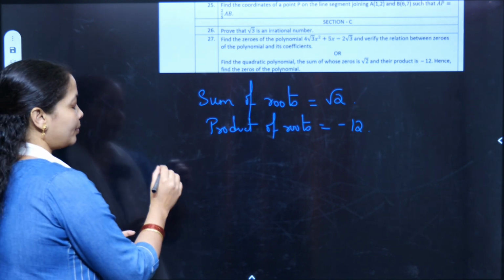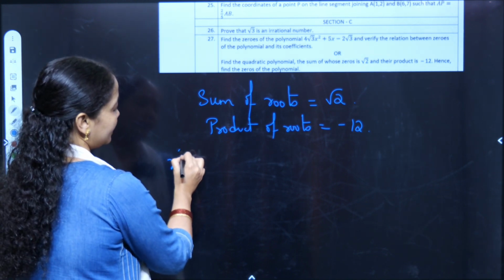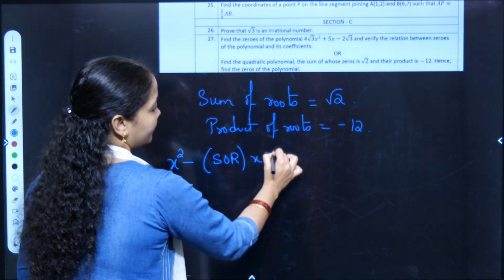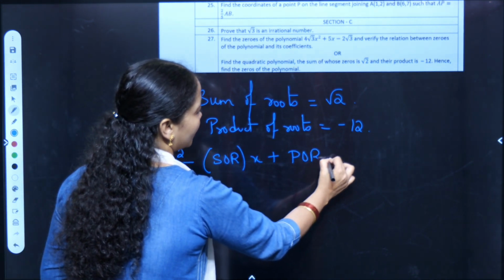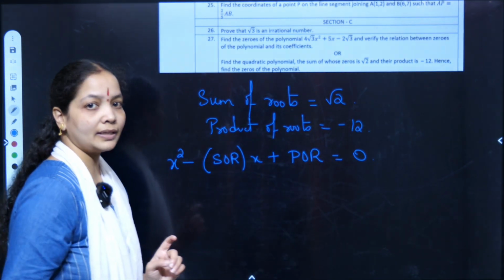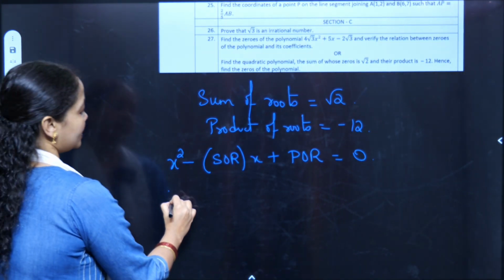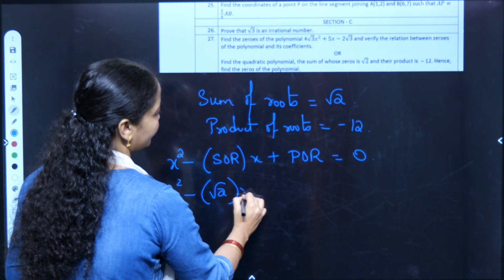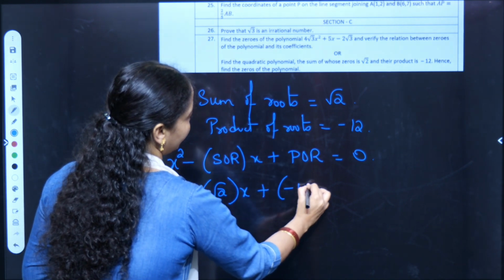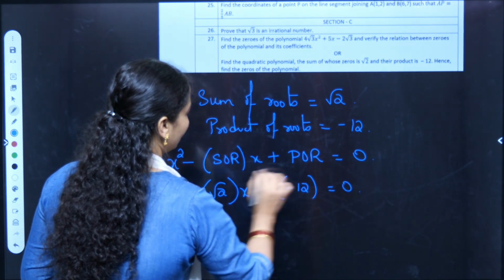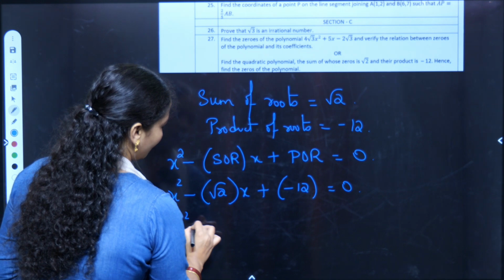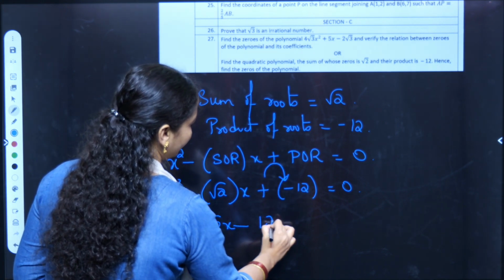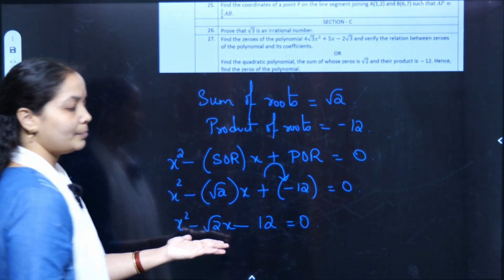To frame a quadratic polynomial, I need to know the formula, that is x square minus sum of roots into x plus product of roots equal to 0. This is my formula that I have to use here. So this is x square minus sum of roots, they have given it as root 2, x plus product of roots, which is negative 12, equal to 0. Opening up the bracket, x square minus root 2 x minus 12 equal to 0. This will be my answer.